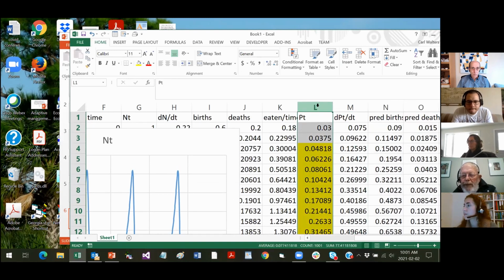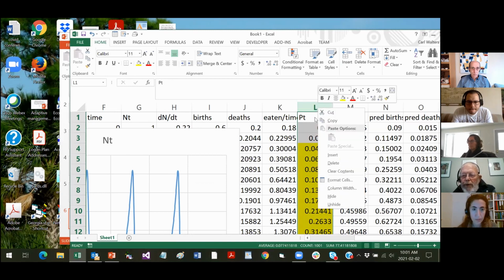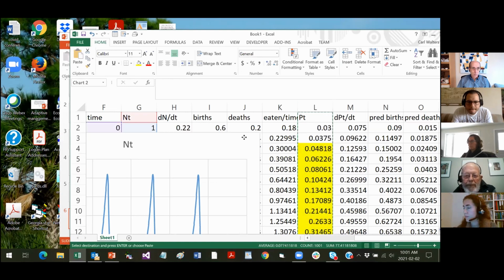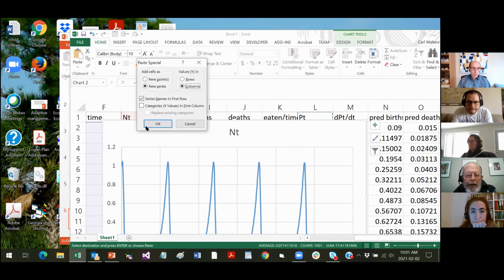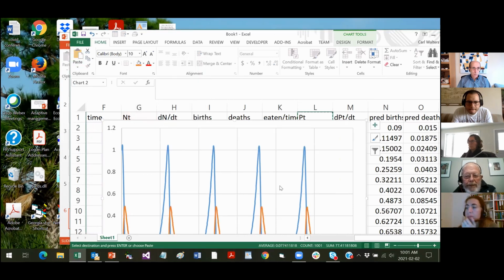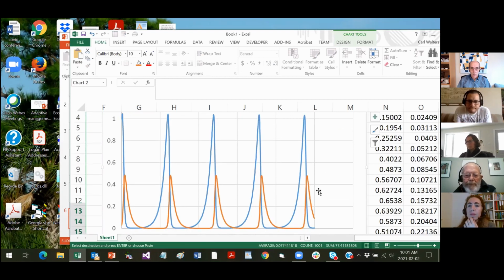I can now add predator numbers to the graph just by selecting the predator column, copying the column, selecting my graph, and pasting that as a new series. Oh, and there I have predator and prey numbers over time. So what the model is saying is that for these parameter values, the predators should build up and clobber the prey, the prey should then collapse, and the predators should collapse because they don't have any food, and the prey should build up, and so on, like that, okay?